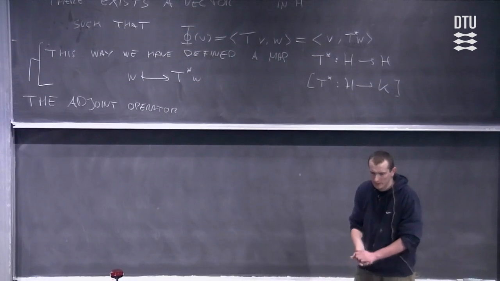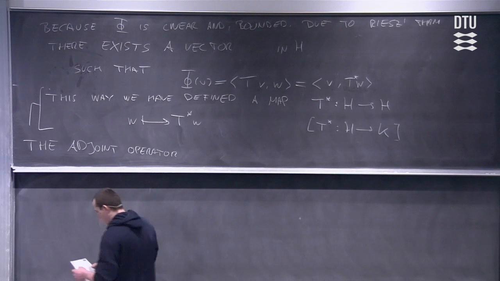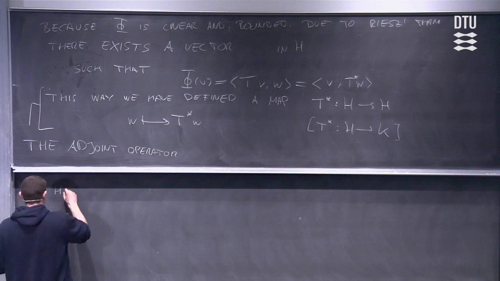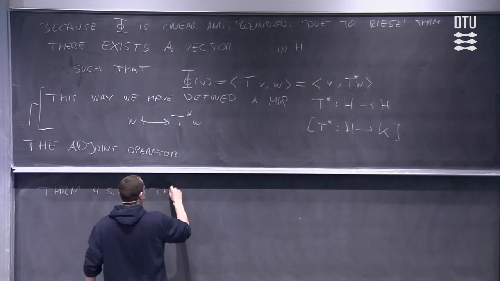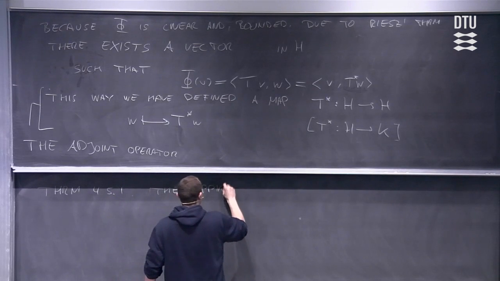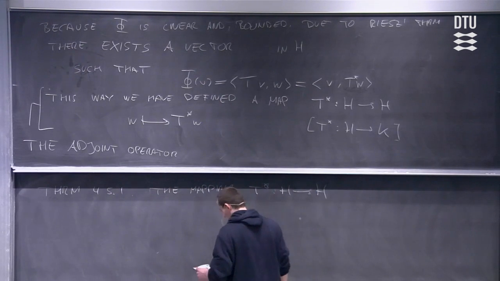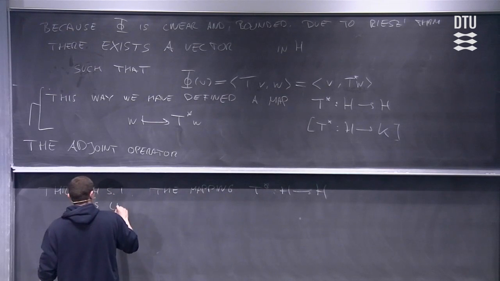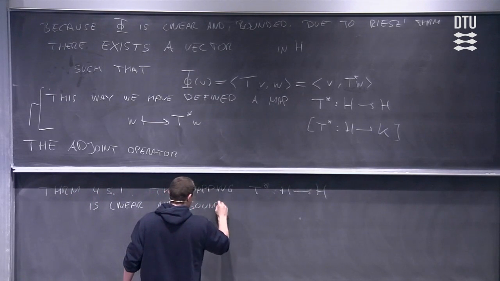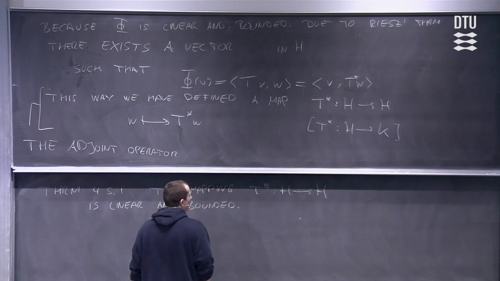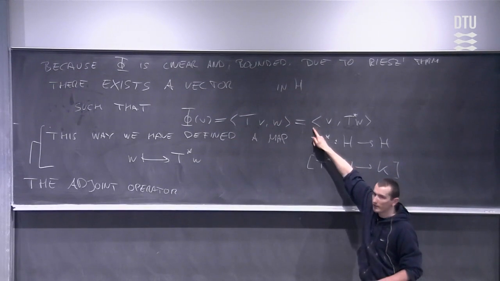And even though it's defined in this strange manner, we can say something about T star. So this is Theorem 451. The mapping T star, which goes from H into H, is linear and bounded. And it is not clear at all why this should be the case, because again, the only thing we know is that we have this equality here satisfied.